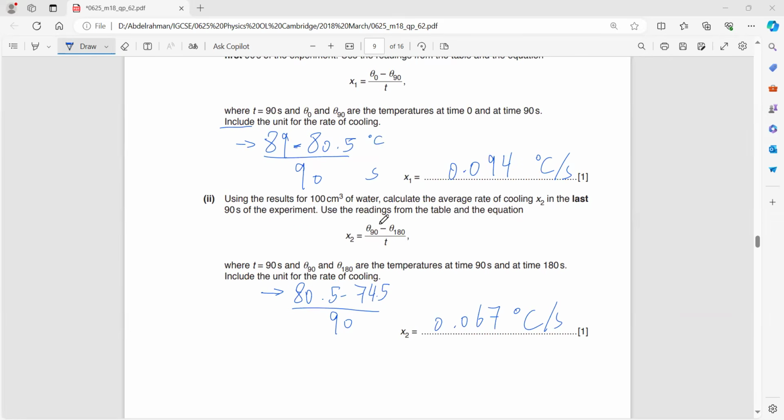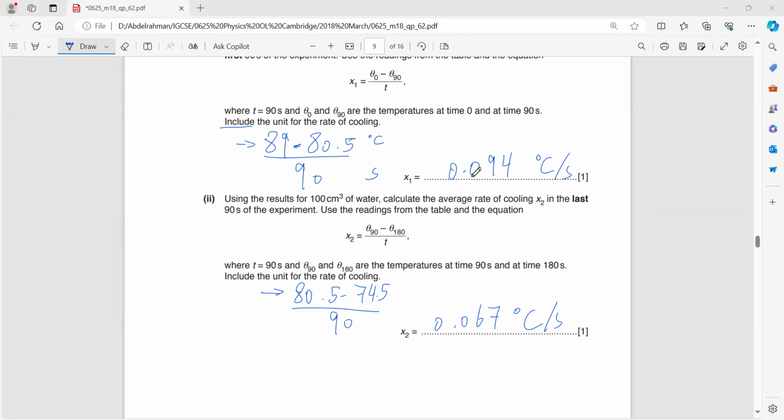What does this have to do with the results, x1 and x2? If, for example, x1 and x2 both had the same starting temperature, say this one was 89 and the other one was also 89, or this was 89.5 and the other one was 89, they would have had the same rate of cooling.